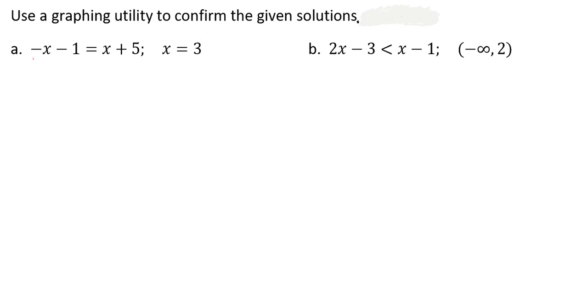Well, we're going to take our first side right here, and we're going to get that as our first y equals, so negative x minus 1. And we'll take our second side right here. That's going to become our y sub 2, x plus 5. Now we're going to plug these into our graphing calculator and see where they intersect. And we're hoping that they're going to intersect at the number 3, or where x is 3 rather.